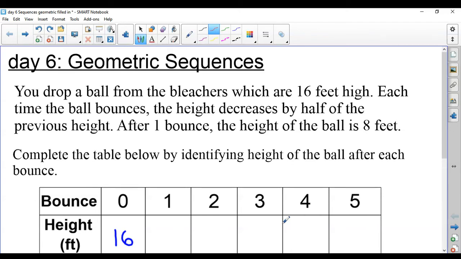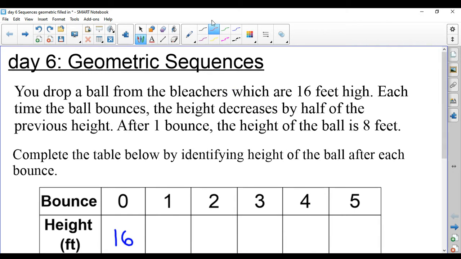This week, we're going to continue with sequences, but look at a type of sequences called geometric sequences. The kind that we worked with last week were arithmetic sequences. Here's the situation. You drop a ball from the bleachers that are 16 feet high. Each time the ball bounces, the height decreases by half of the previous height. After one bounce, the height of the ball is 8 feet.